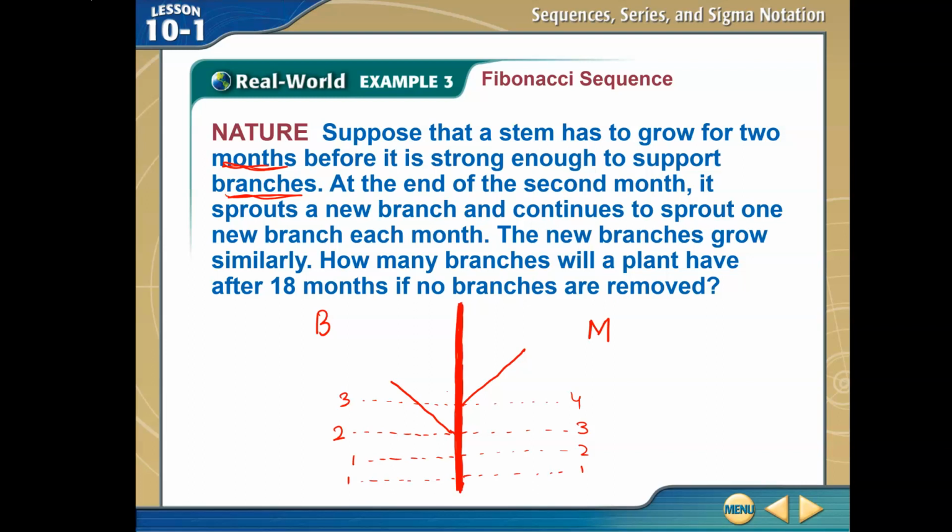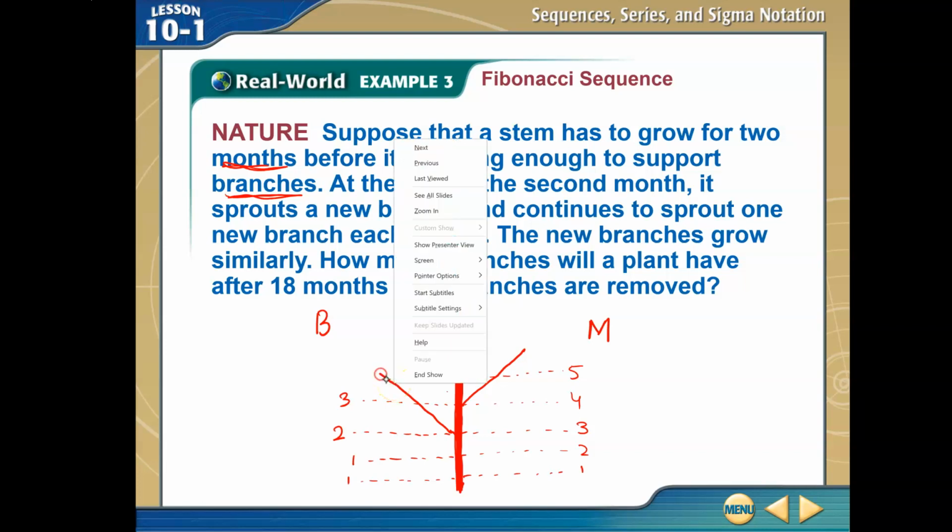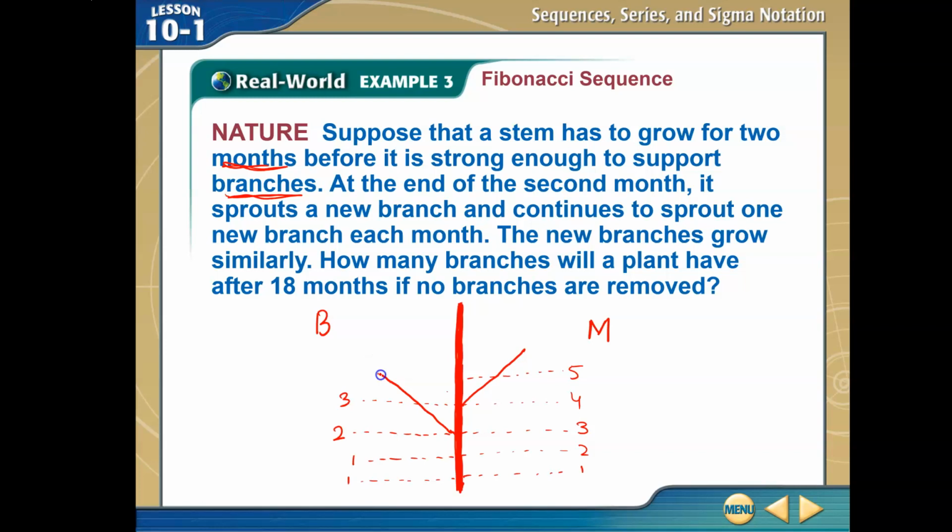Now look, the interesting fact is when you have the next month, let's say the fifth month, then this branch which had already grown is going to grow another branch, right? So now how many branches total do you have? It's going to be 1 2 3 4 5, correct? 1 2 3 4 5, yes. And then each month they are growing.